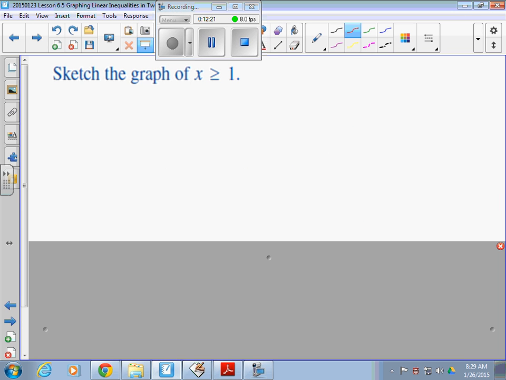Sketch this graph. We'll go real quick and then we'll be running out of time. X is greater than or equal to 1. Take about 15 seconds.